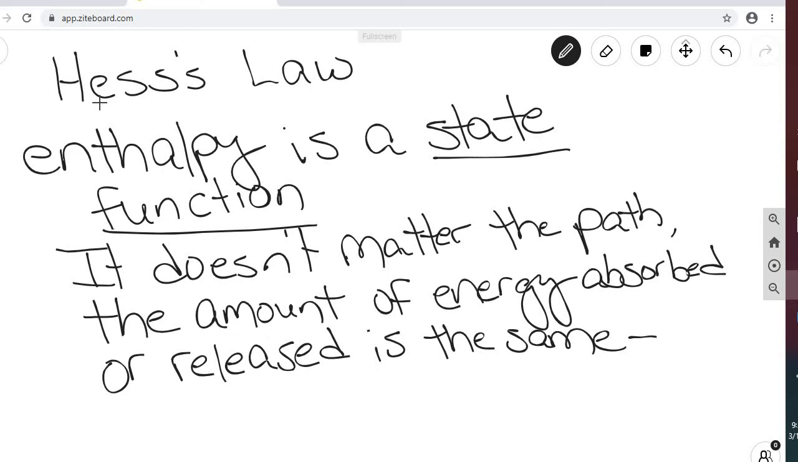According to Hess's law, it doesn't matter how the chemical reaction happens or the path that it takes, the energy associated with it will be the same. So there are tables associated with chemical bonds that are called standard enthalpies of formation.